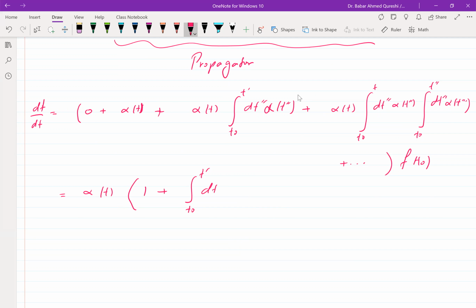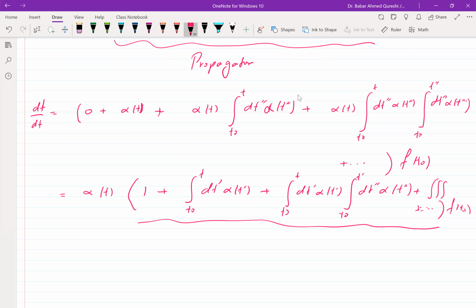I can relabel this guy. This was t naught to t, not t dash. So I can relabel this double dash as dash, plus this double integral, plus a triple integral, and so on. But this was our ansatz for f of t.